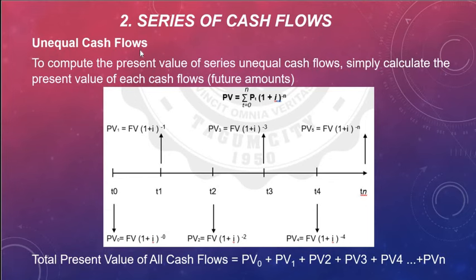So, for unequal cash flows, to compute the present value of series of unequal cash flows, simply calculate the present value of each cash flow based on the future amounts. So, this is the formula: the present value at year 0 plus the present value of the amount that you receive in period 1 plus the present value of the amount that you receive in period 2 plus the present value of the amount that you receive in period 3 and so on and so forth. So, let's have the illustration and then let's just go back here in this diagram para mas masabtan.